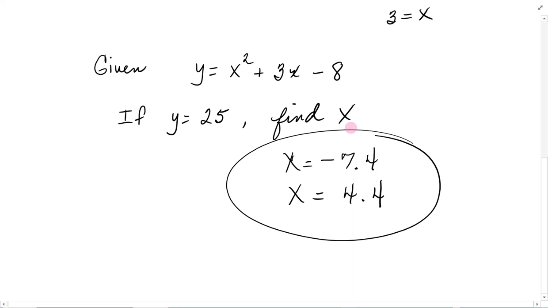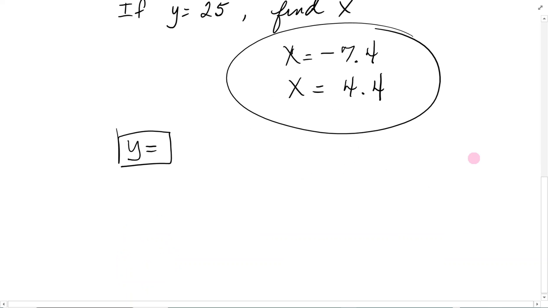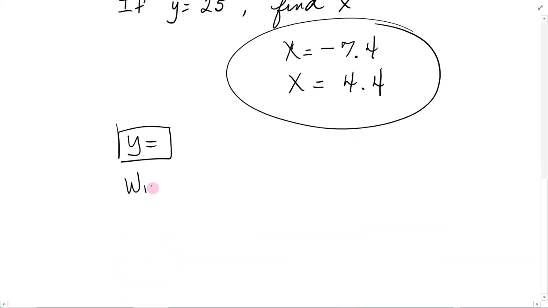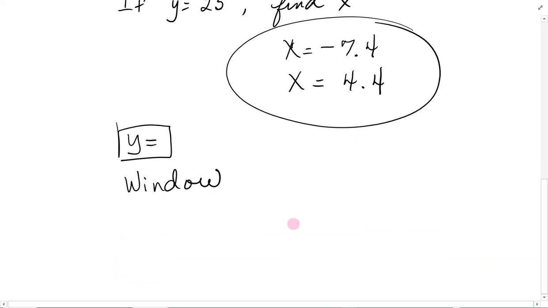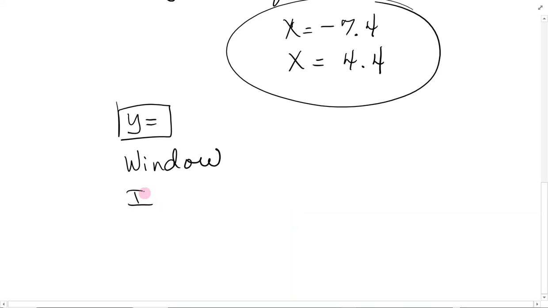So when you are given a y value, you have to remember to use the y equals. You have to set a window to see the intersection, and then you need to do intersection, which is from the second calc.